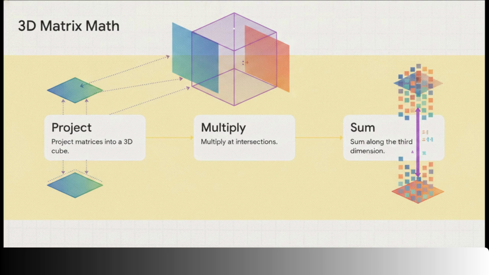First, you project your two matrices into the interior of a 3D cube. Second, you multiply the pairs of values at every single intersection, which forms this vast grid of products. And third, you sum those products along the third dimension to produce your final result matrix. So it's basically millions of simple dot products happening simultaneously, weaving all this data together.